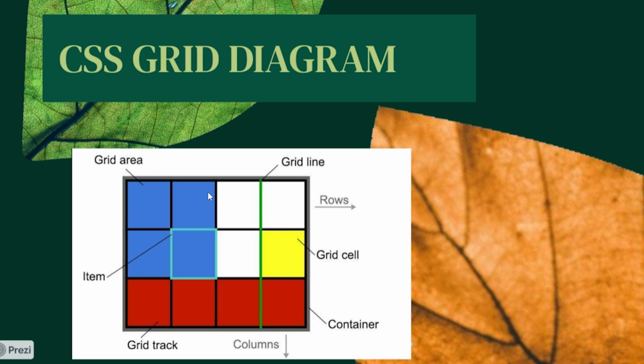Okay, the lines that separate rows and columns are called grid lines. The black colored lines you can see in the diagram are called grid lines. And the space between two lines is called a grid track. Understanding these terms will make it easier to work with the CSS grid system. If you clearly understand the grid diagram, you can easily work with the grid system.